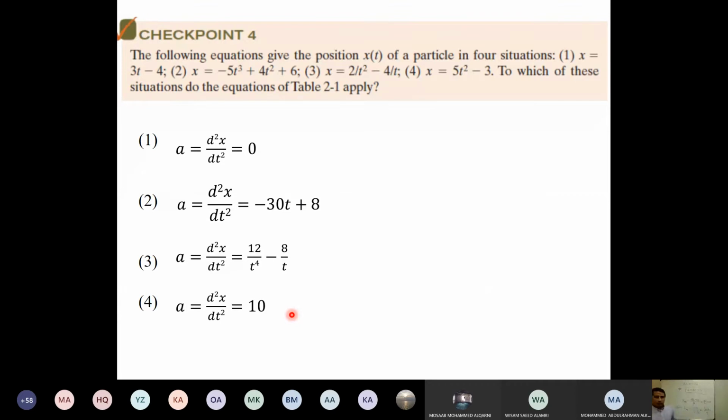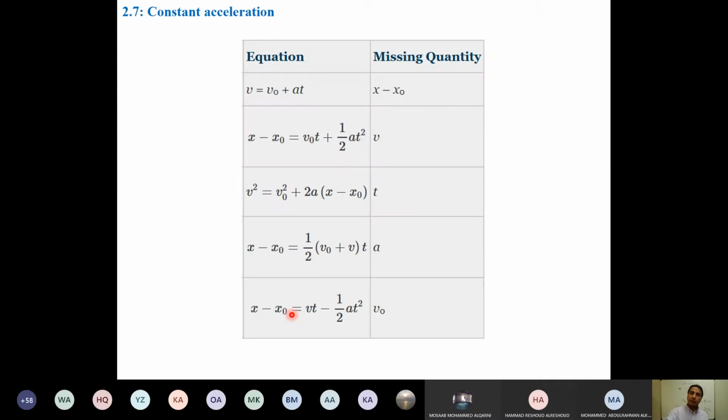The equation gives the position of a particle in four situations, situation 1, 2, 3, and 4. To which of these situations does table 2.1 apply? So here we need to look at something. You know that this table, all the equations are derived, strictly speaking, for the constant acceleration situation. If the acceleration was variable, meaning it was dependent on time, then we cannot apply this.